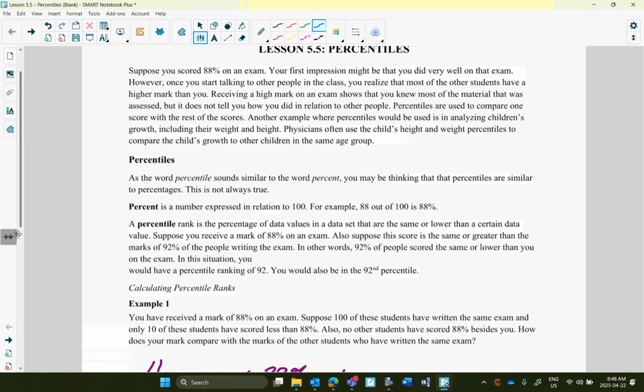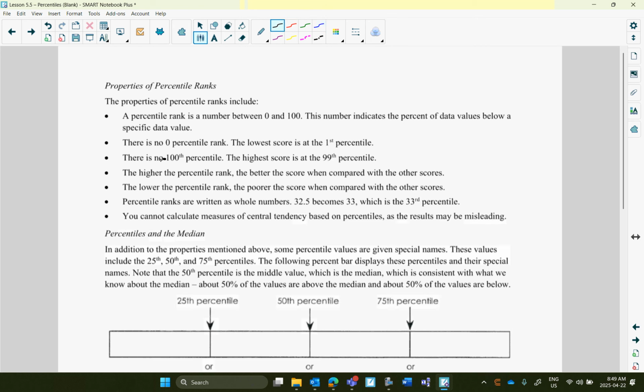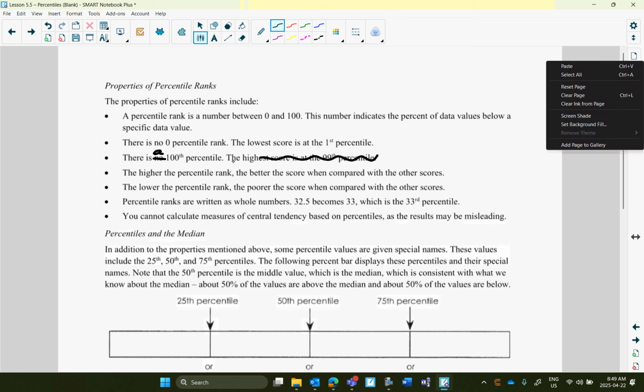I get confused because in the AP Stats course, percentile is defined a little bit differently. Your notes are different? My notes are different? Yeah, oh, I must have changed it. Says there is 100. Yes, okay, thank you. I must have changed it when I did it last year.